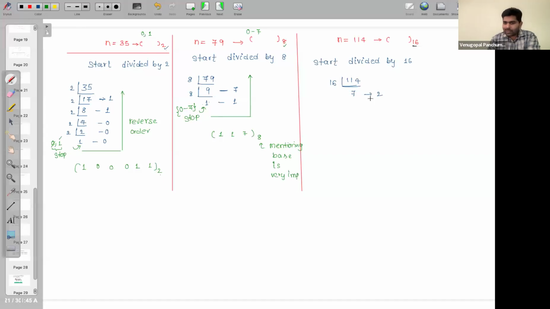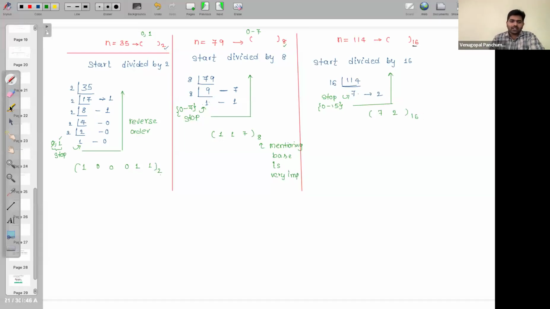So it goes 7 times and the remainder is 2. Now further, do I need to continue or can I stop? We can stop. Why? Because here, if you found any value between 0 to 15, you can stop. Right? Okay. So now what is the final answer? The final answer will be, again, write this in the reverse order. So when you write this in the reverse order, 7, 2. Now this is in which base? This is in base 16, that is hexadecimal.